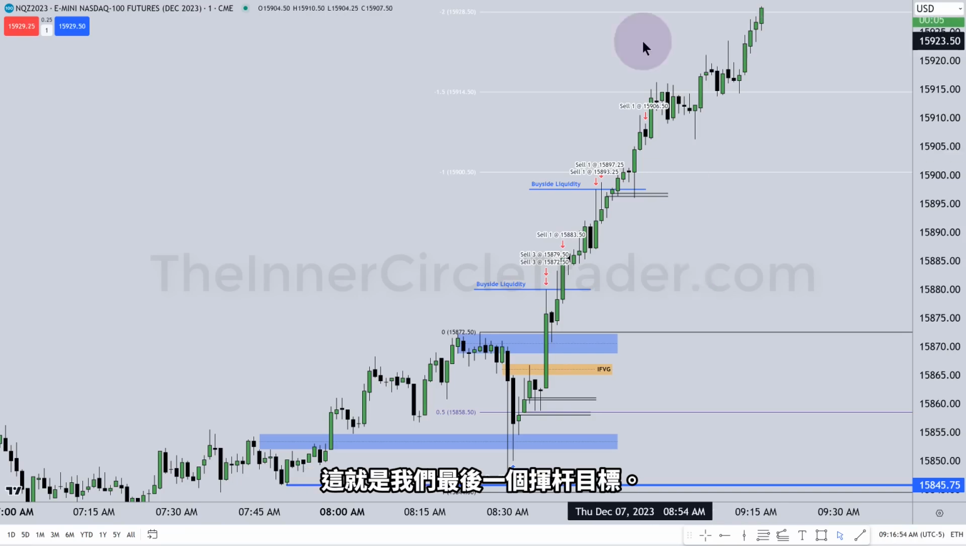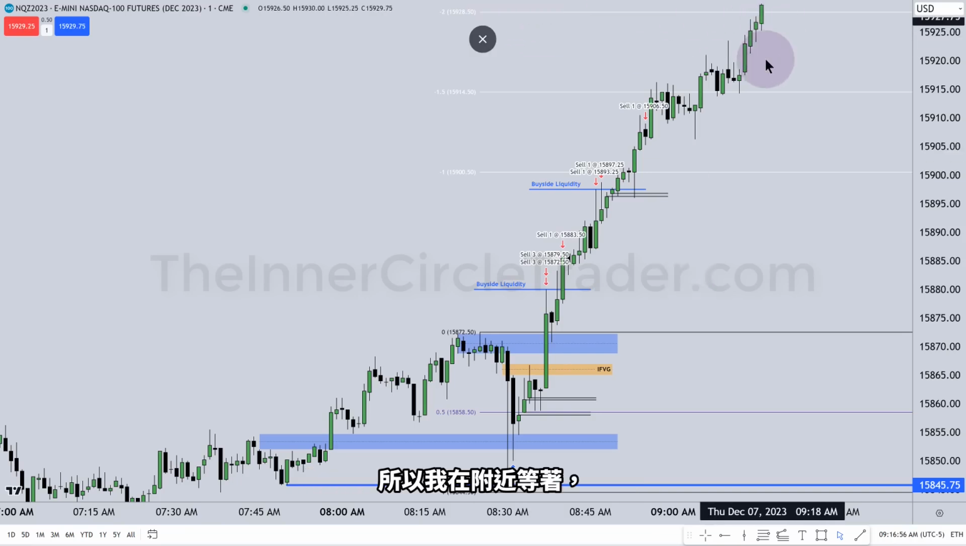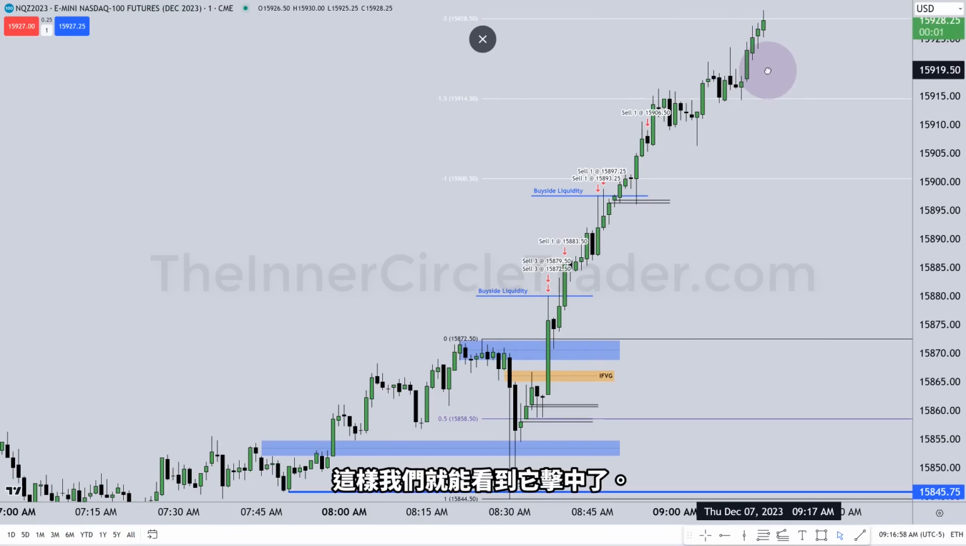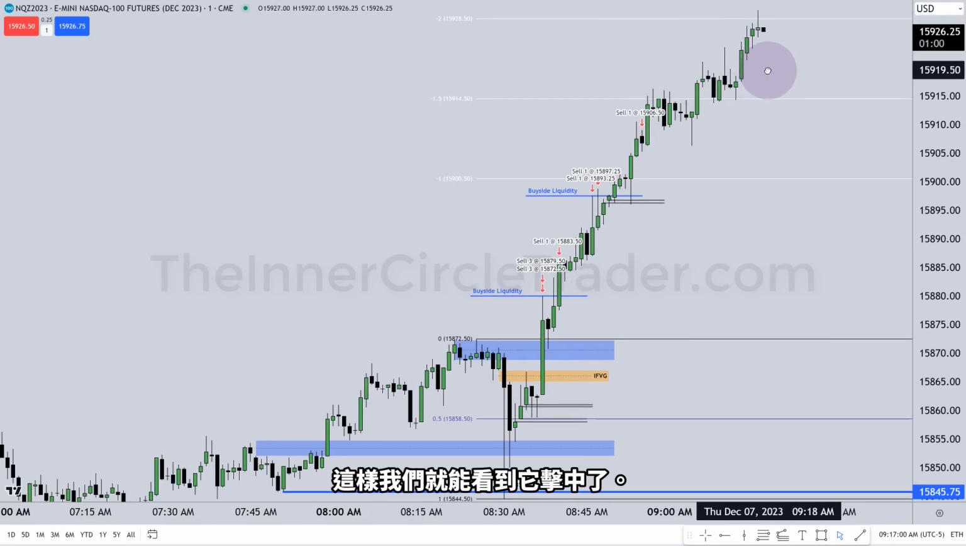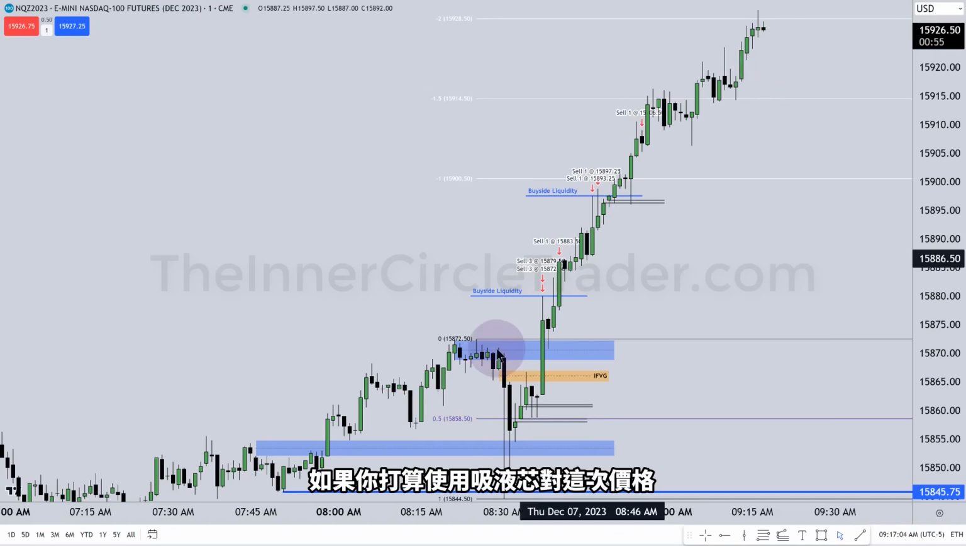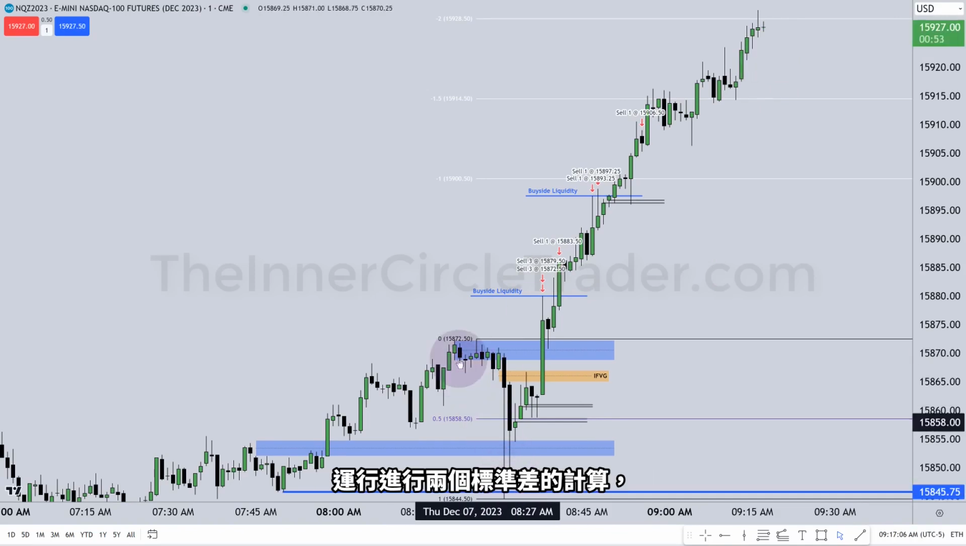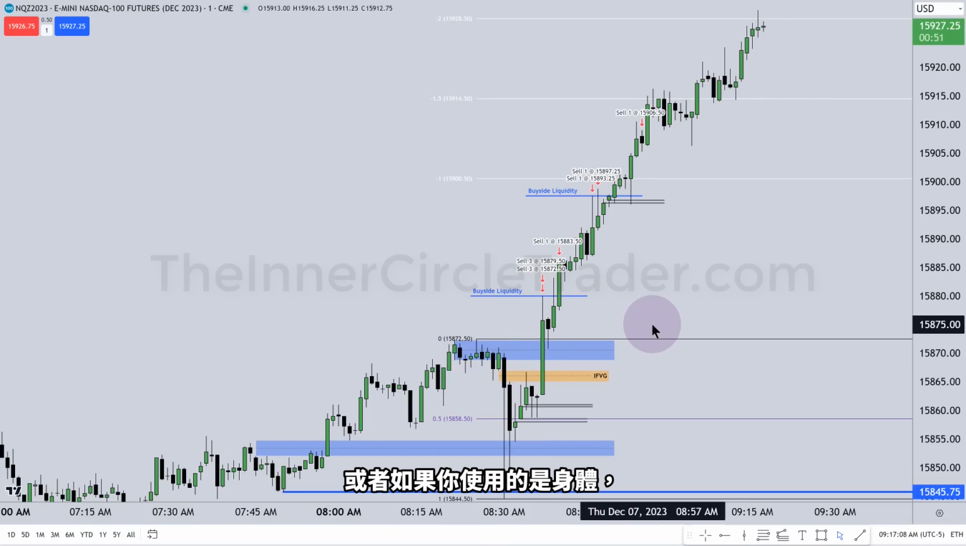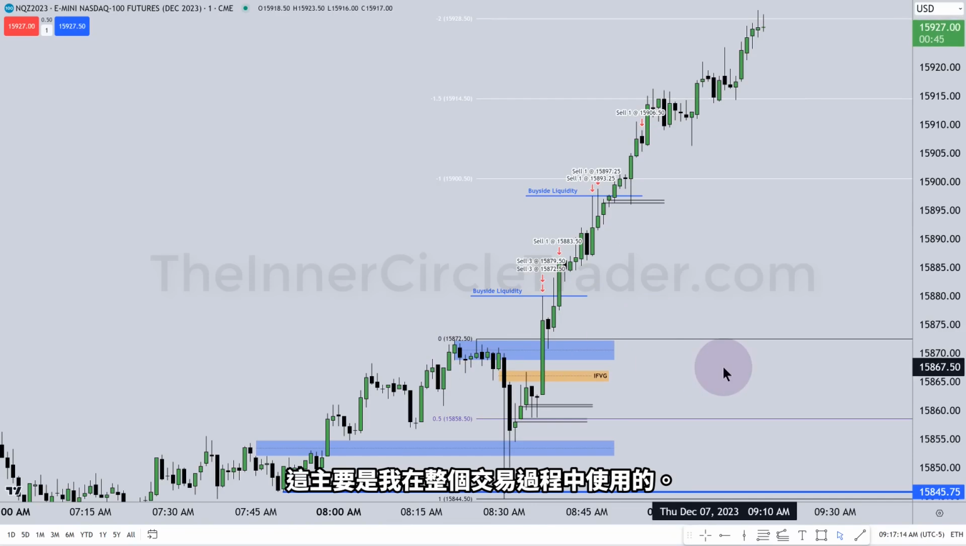So there's our last swing objective right there. So I waited around so that we can see it hit. So it matters not which one you're going to use. If you're going to do it, 2 standard deviations of this price run here using the wicks, or if you're using the bodies, which is predominantly what I was using throughout the course of this trade. But you can see the framework, the logic, the things I'm reaching for.